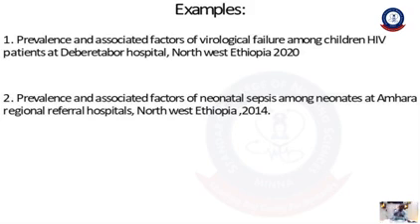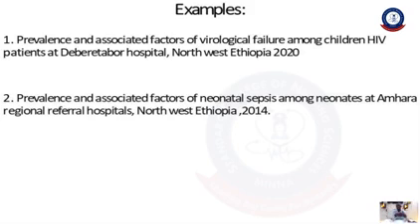And another good topic: prevalence and associated factors of neonatal sepsis among neonates at Amhara region referral hospital, northwestern Ethiopia, 2024. These are to tell you that the topic is clearly stated, the problem you are trying to solve is clearly stated, then the country or the state or the location and the year in which you want to solve the problem. These are a good example.